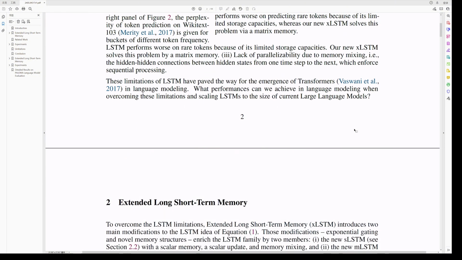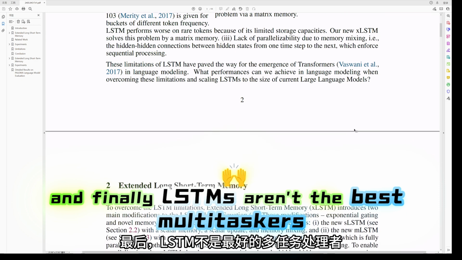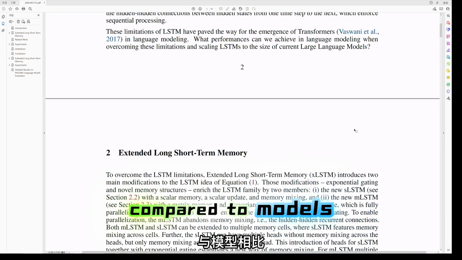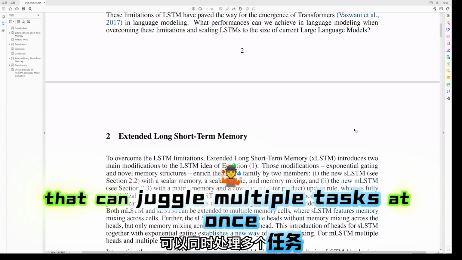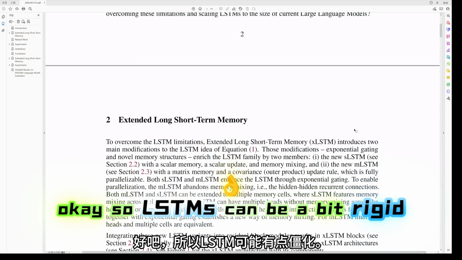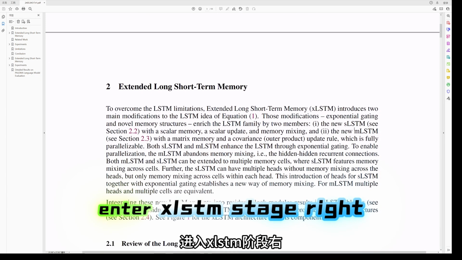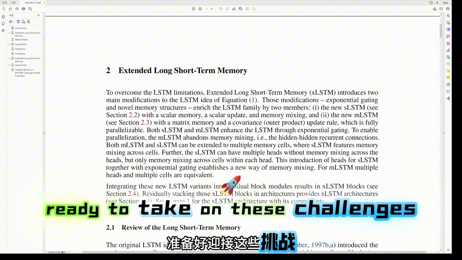Perfect analogy. And finally, LSTMs aren't the best multitaskers. They process information step by step, which can slow them down compared to models that can juggle multiple tasks at once. Okay, so LSTMs can be a bit rigid, limited space, prefer to work one thing at a time. Enter xLSTM, right? Ready to take on these challenges.